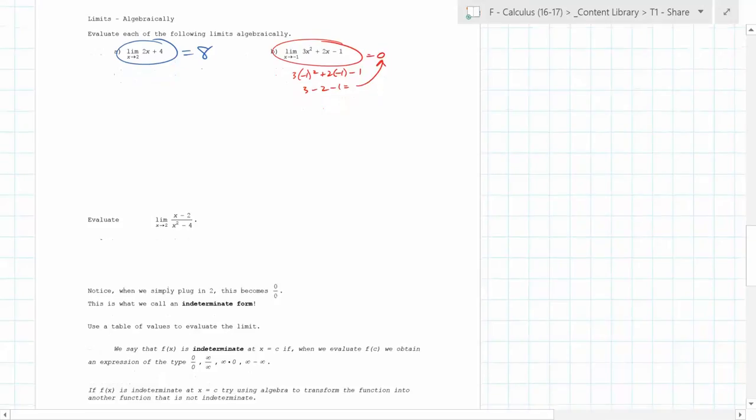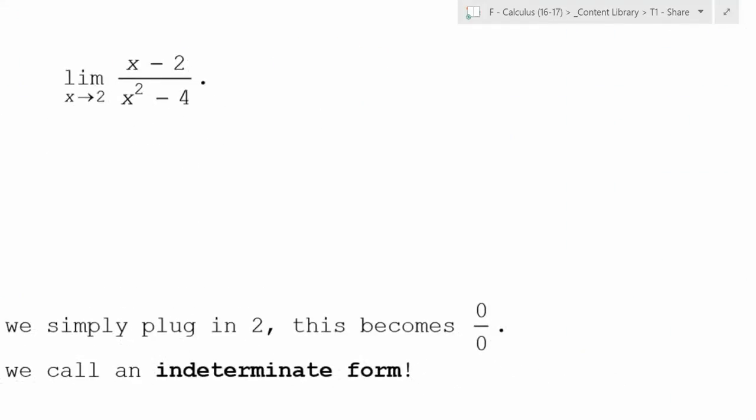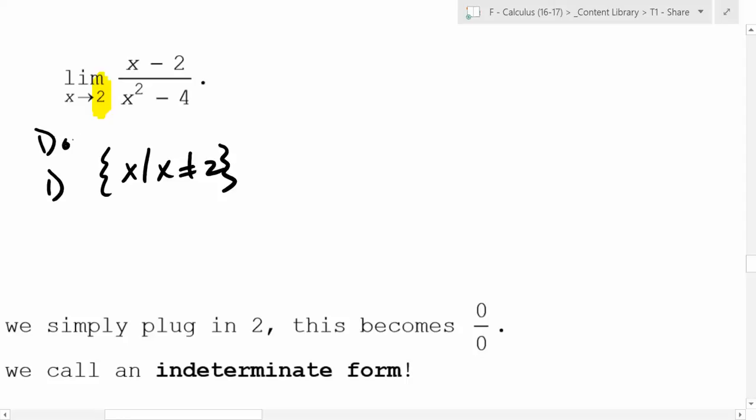Okay, so what do you always check first? You can plug it in. Yeah, you can. Now, you're going towards 2 here. Can you plug in 2? No. The domain here is x such that x can't be equal to 2. What's your next step after you look at the domain? Simplify. You simplify. Can someone simplify that for me?